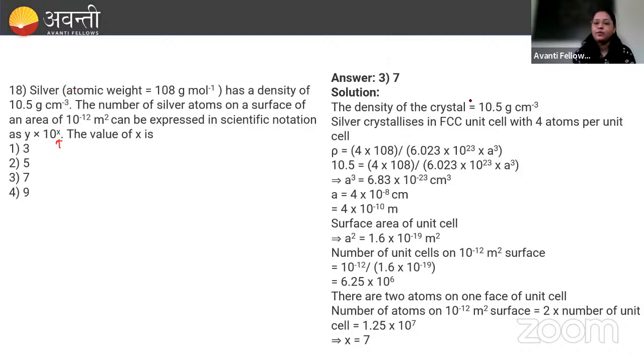What is the density? This much is the density, gram per centimeter cube. Silver atom crystallizes in an FCC unit cell where 4 atoms are present per unit cell. So you know the formula for density: Z into M, that is molecular weight, divided by Avogadro's number multiplied by a cube. You know the density, put the values, you will get the a cube value. What is the a cube value?